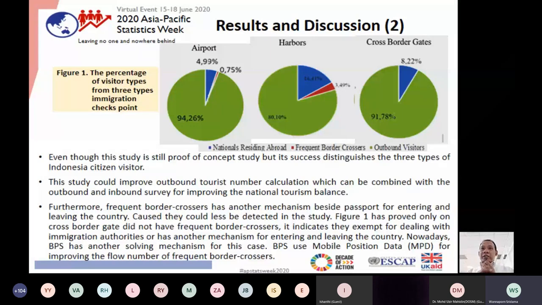This is the presentation of visitor type from three types of immigration checkpoint: first the airport, harbor, and coast border.